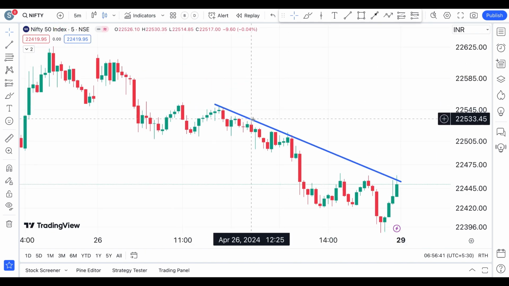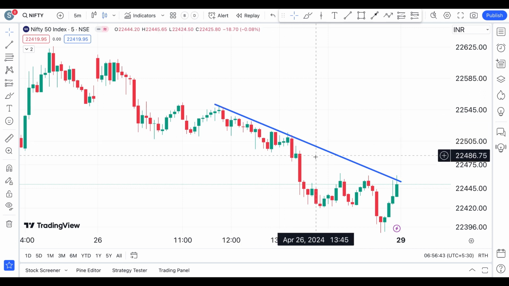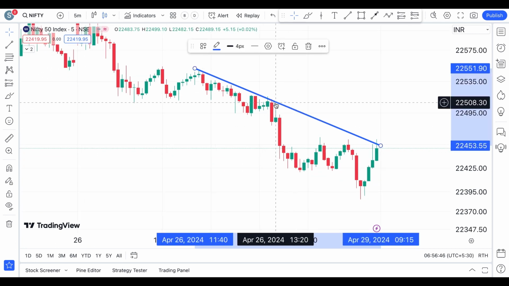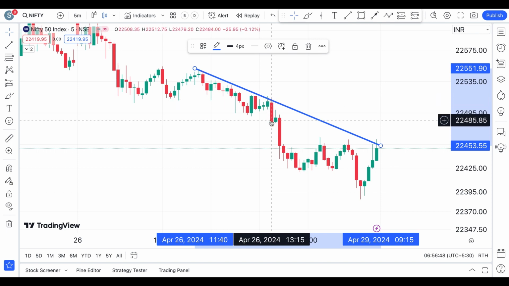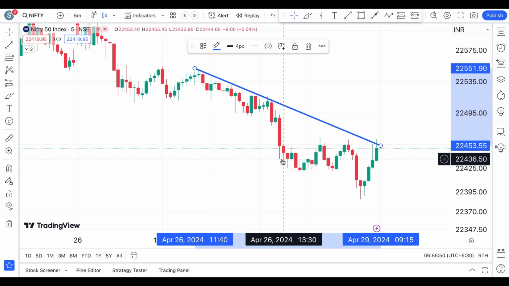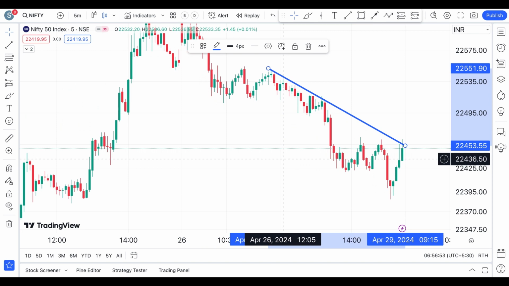Now you see it's one, two, three, and it's multiple times. It seems like this line is working. So if you're risking this much, and if you're okay to have a reward that much towards the opposite side, then you could have gone.